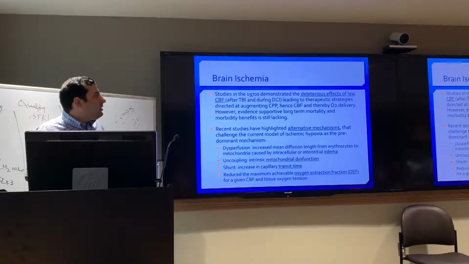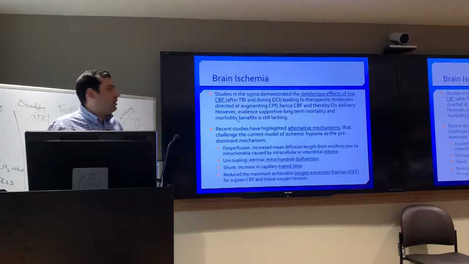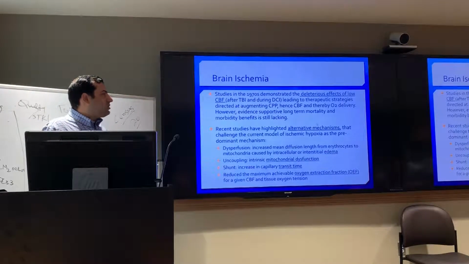So in the 70s, there were a lot of clinical studies, and they found that if the flow of blood, cerebral blood flow, is low, for example, after traumatic brain injury or delayed cerebral ischemia, vasospasms, it causes bad outcomes. But this was not about long-term mortality or benefits. It was short-term. They found that people who are hypoxic do worse. That has been known for some time, really. Recent studies actually indicated that the alternative mechanisms, the ones that we just talked about, are as important.